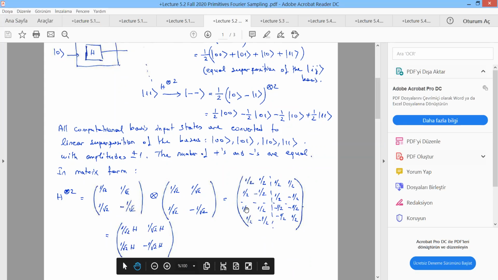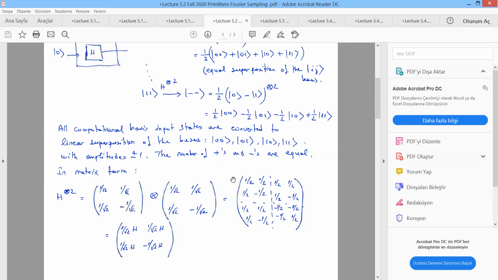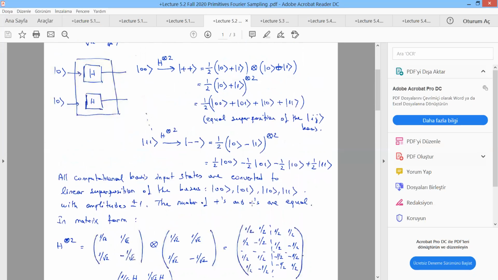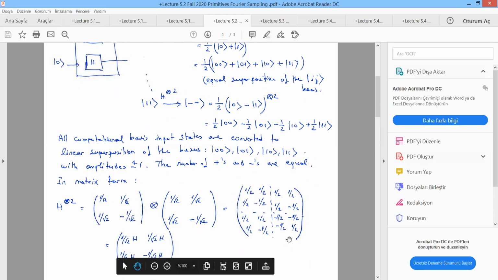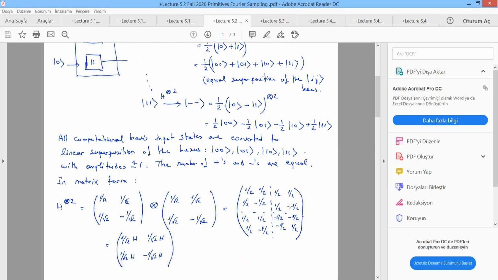In other words, if you put this in a matrix form, since it is a 2-qubit system, we have to have a 4 by 4 matrix. This is the matrix we have. This matrix is equivalent to this Hadamard tensored twice circuit. And as you see, all of these columns or equivalently these rows have plus and minus phases that correspond to the plus and minus phases in front of these basis states.